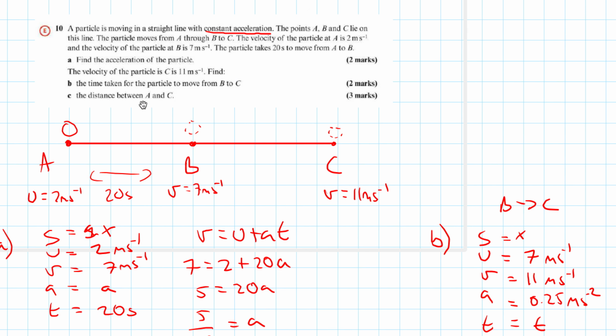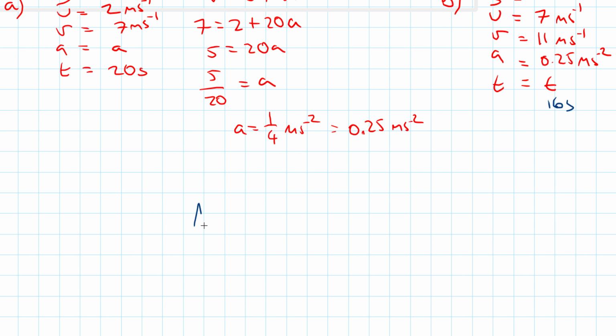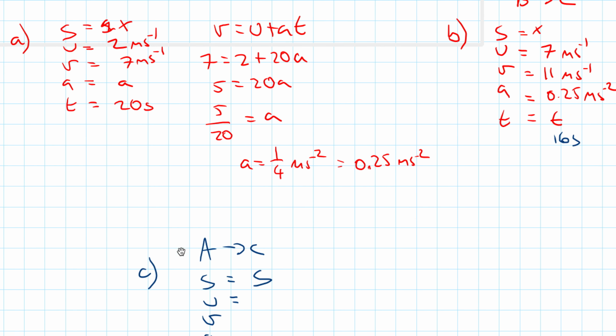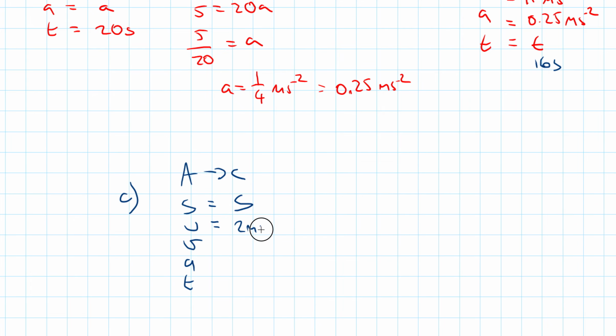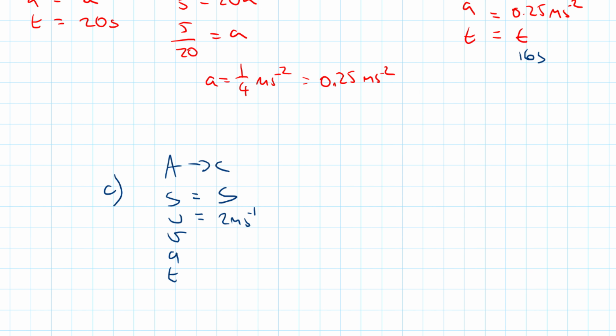If we look at part C, it then wants us to find the distance between A and C. So here we're looking between A and C, and it's going to be S, U, V, A, T. So we want to find our distance s. Our initial velocity at A is 2 meters per second. Our final velocity at C is going to be 11 meters per second. Our acceleration is given to us as 0.25 meters per second squared.